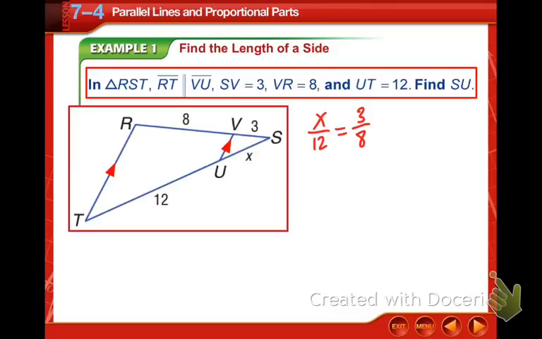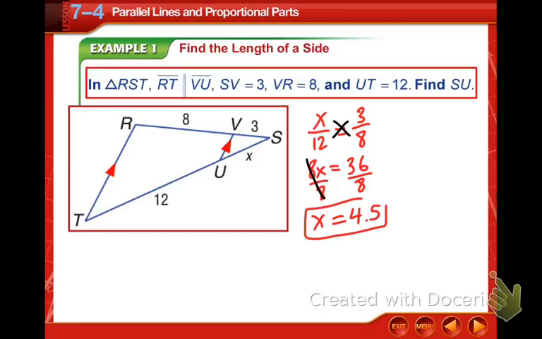So we need to cross multiply. 8 times x is 8x, and 3 times 12 is 36. We divide by 8. And 36 divided by 8 is not a whole number. 8 goes into 36 4 times to get us 32. And so then we have 4 more to go, and that 4 is half of 8. So 4.5 is what x is.